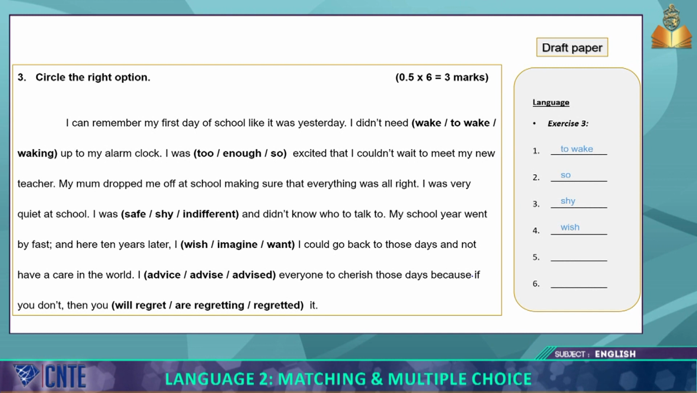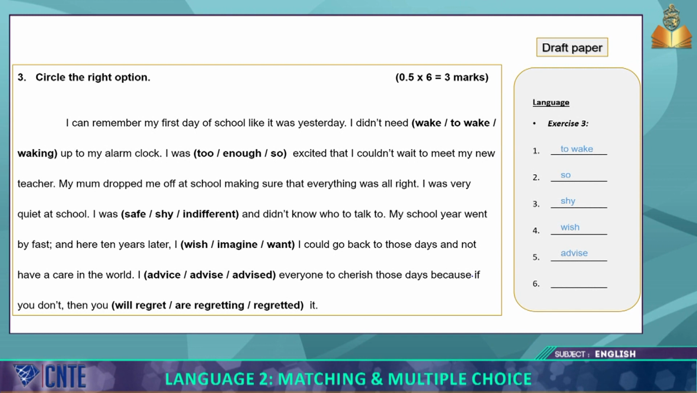I is a subject here. We need a conjugated verb after it. Advice is not a possible alternative since it's a noun. Advised is also not suitable here because the speaker is talking now in the present moment as mentioned in the previous sentence, whereas advised is in the past. The correct answer is therefore advise.